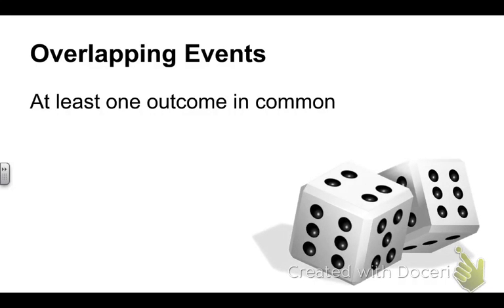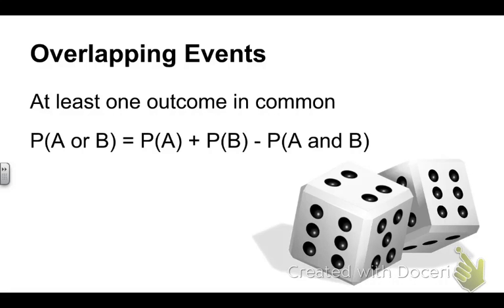Now, overlapping events is exactly what it says. Something overlaps. It has at least one outcome in common. So for example, the dice. What's the probability that I'm going to roll a 2 or a multiple of 2? Now, a multiple of 2 is 2, and I already said 2, so they overlap. That's something they have in common.